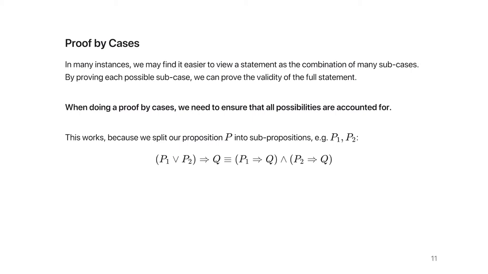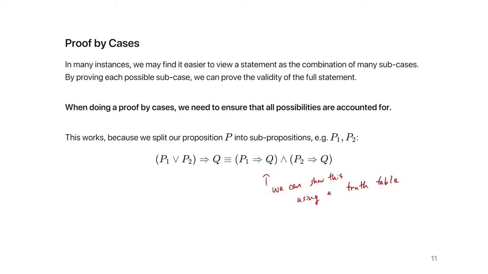And you can verify this on your own, but suppose we can split our proposition P into two separate subpropositions, P1 and P2. Showing that P1 or P2 implies Q is the same as showing P1 implies Q and P2 implies Q. We can show this using a truth table. We won't do it now necessarily, but it's something that you can show. All this is really saying is that if we break apart our proposition into separate propositions and prove each one individually, then it proves the entire thing.